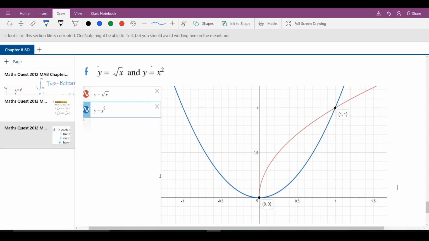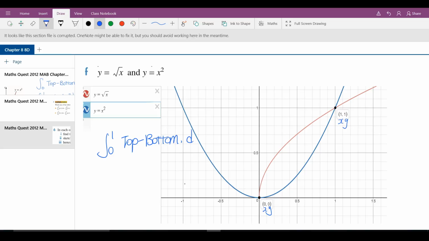All right, question F is root x and x squared. So I will jot down the intersection, which is xy and xy. So we're going from 0 to 1. 0 to 1, top minus bottom. I can almost copyright this top minus bottom slogan, you know? You're using it so often.